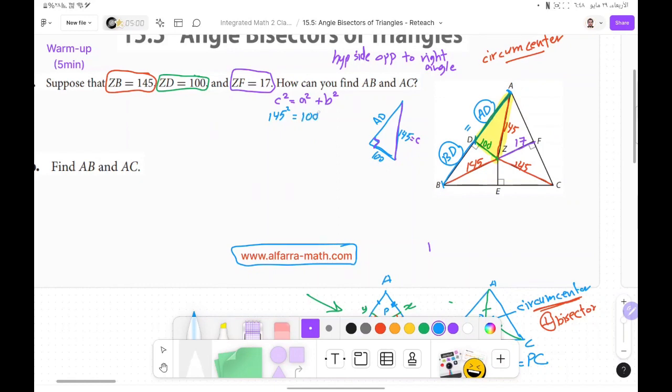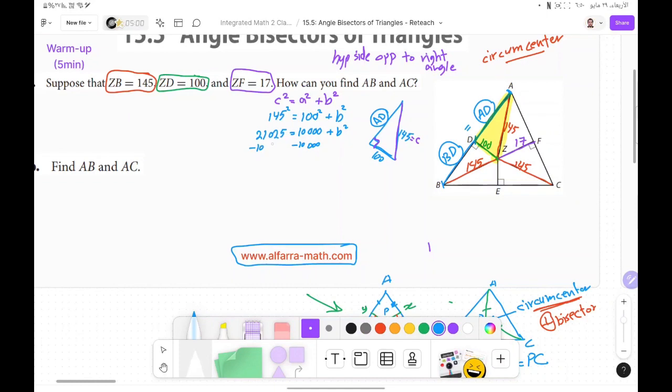So let me write it as A squared plus B squared, which I need to find, as 80, right? So B squared represents the 80. Now solve this equation. Now 100 squared means 10,000. If you do it in the calculator, it will give you 10,000 plus B squared equals 145 squared, which is equal to 21,025. Now what we have to do is subtract 10,000 from both sides.